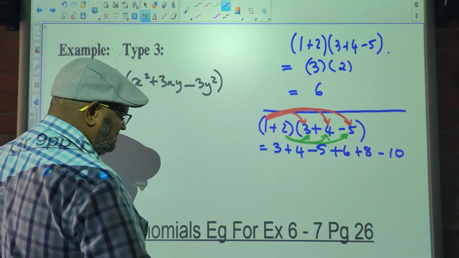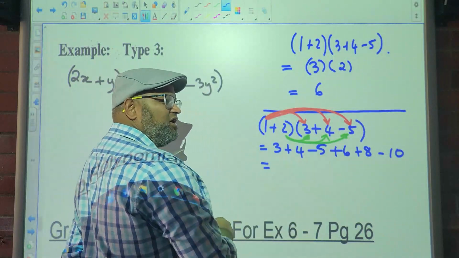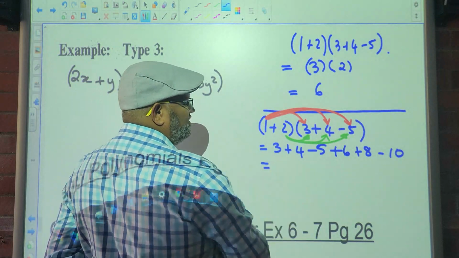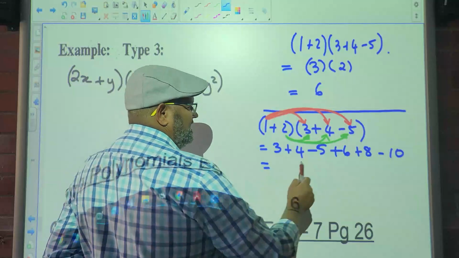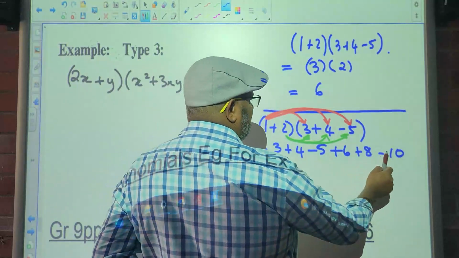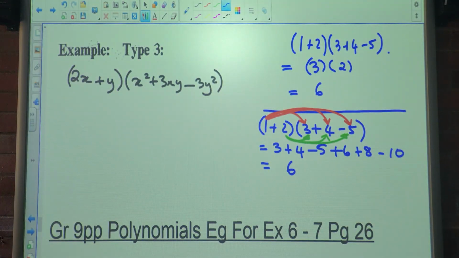Okay. So what do we do now? Add like terms. They're all constants. So what is 3 plus 4? 7. 7 minus 5? 2. 2 plus 6? 8. 8 plus 8? 16. 16 minus 10? 6. What do you notice? The same. So which means to say you can use either commutative property first or distributive property. You all agree with that? Right.